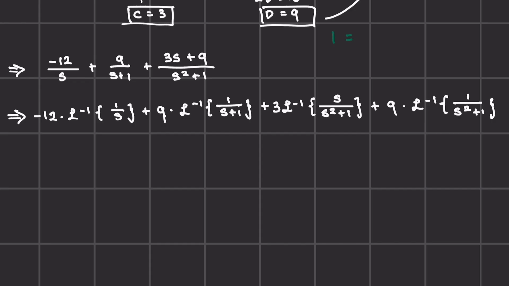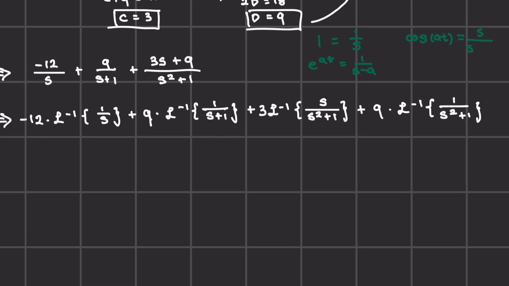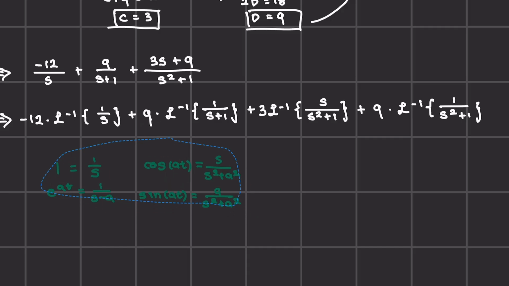The first one is 1 equals 1 over s. And the second one is e to the at equals 1 over s minus a. And then we're going to use cosine of at equals s over s squared plus a squared. And lastly, we're going to use sine of at equals a over s squared plus a squared. All right, we have all of our identities that we're going to use, and I'm going to bring them down here so it's easier to track and see.